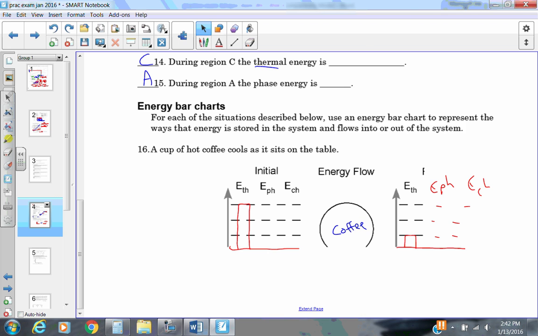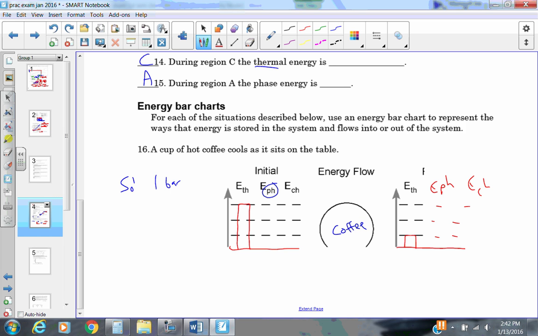Another thing to consider is the phase. The phase always works like this. Solids are 1 bar. Liquids are 2 bars. But if you have a gas and it's bouncing out of the container, that's 4 bars. Well, this is liquid coffee. I'm going to give it 2 bars. And at the end, it's still going to be liquid coffee, 2 bars.